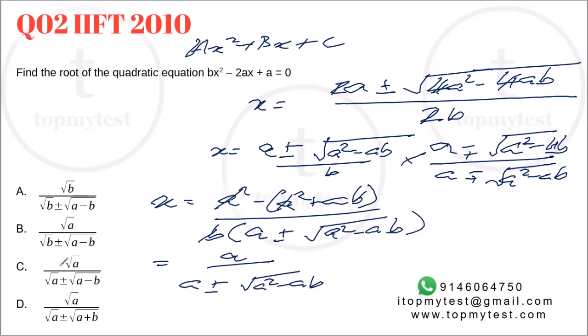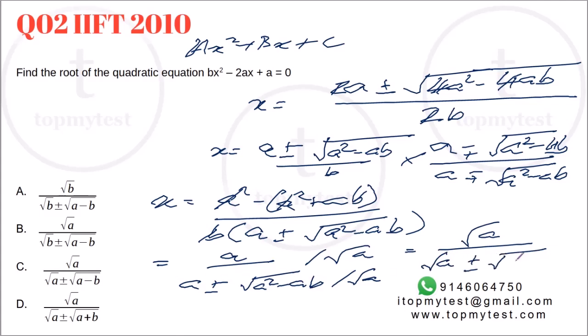Now we want a square root in the numerator also. So let's divide both numerator and denominator by root a. So this will give you root a divided by root a. Then if you take root a common, this will be plus minus square root of a minus b, right, which is option C.